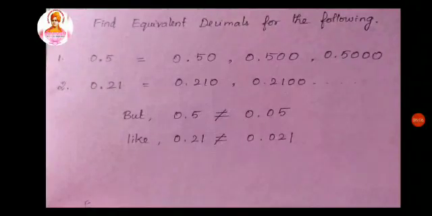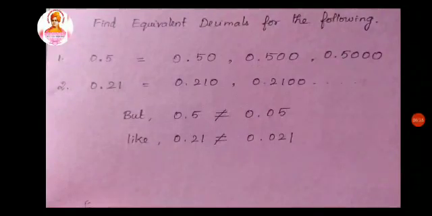Here I have two sums. 0.5: what are the equivalent decimals for this number? 0.50, 0.500 and 0.5000. You can add many zeros after the 5, but the value will not change. These are the equivalent decimals for the number 0.5.